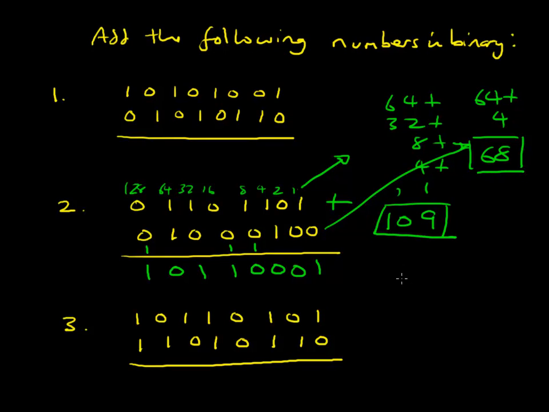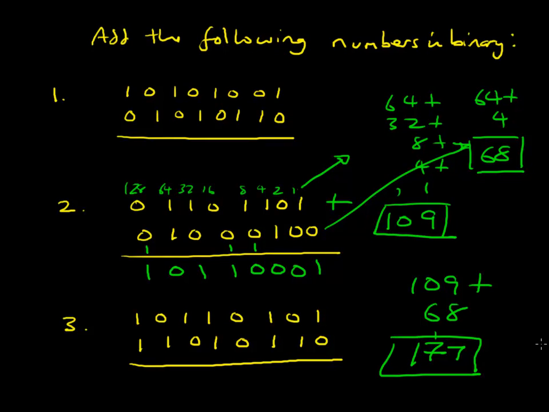So we're doing 109 plus 68, which is 17. That's a 7, and that's a 1. And so we've got an answer of 177. And so we just need to work out what the answer was.